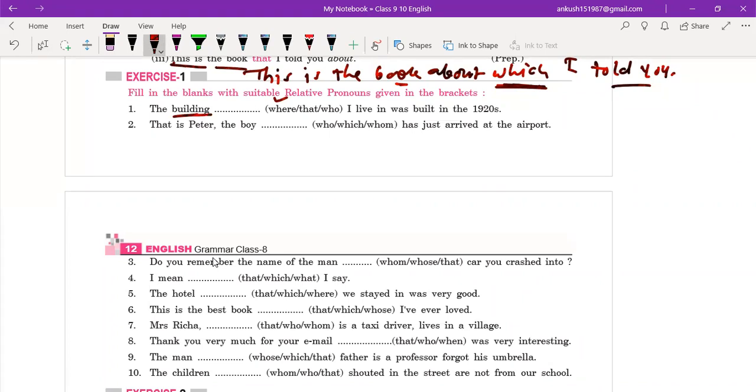That would give you the relative pronoun like "when." When would be used, but here the blank space has come immediately after the noun, and that noun is representing the place. That is why "where" would be used. Okay, Bhargav?